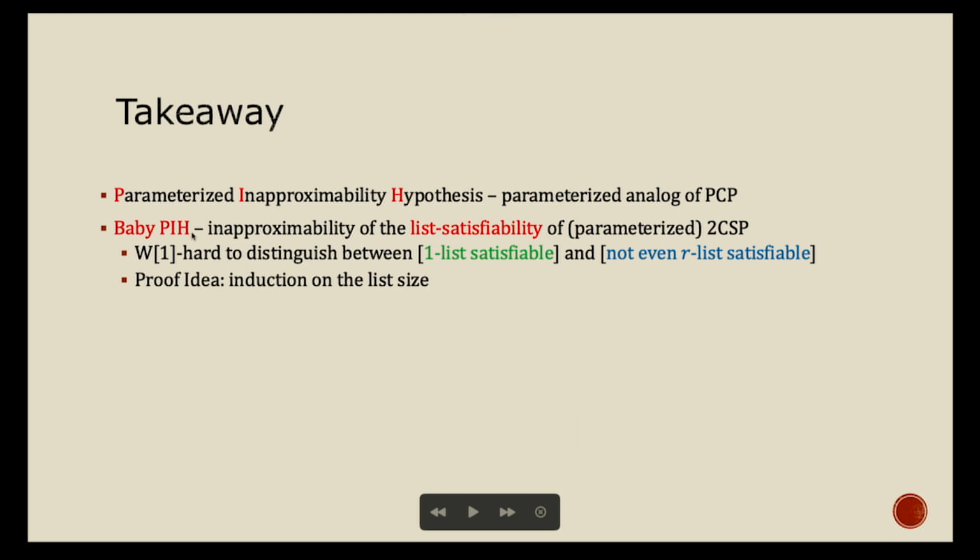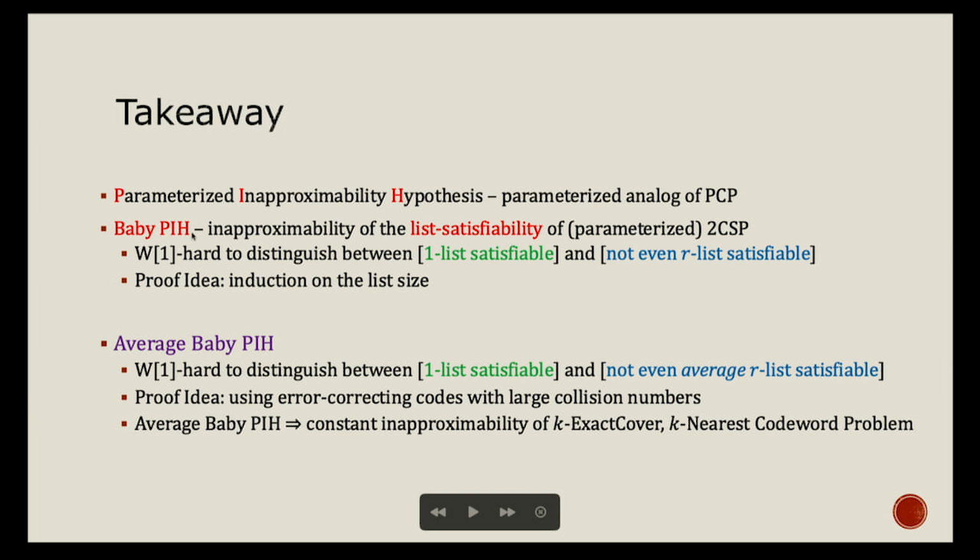Okay, so here's some takeaway. First, PIH, the parameterized inapproximability hypothesis, is a parameterized analog of PCP, and Baby PIH is the inapproximability of the least satisfiability of parameterized 2CSP. It says it's W1-hard to distinguish between one-least satisfiable and not even R-least satisfiable. The proof idea is to do induction on the list size. And average Baby PIH says it's W1-hard to distinguish between one-least satisfiable and not even average R-least satisfiable. Proof idea is to use error correcting codes with large collision numbers.